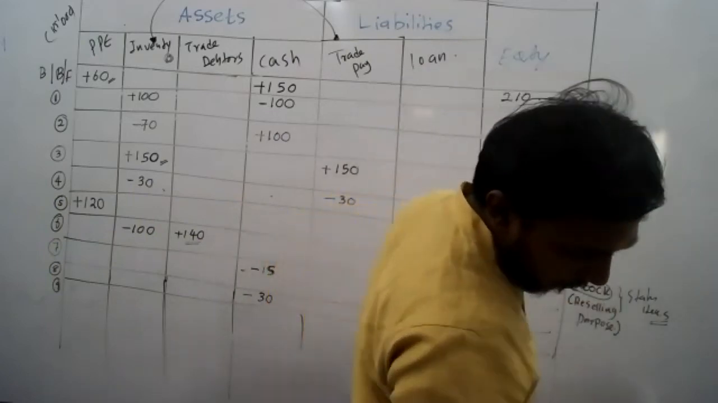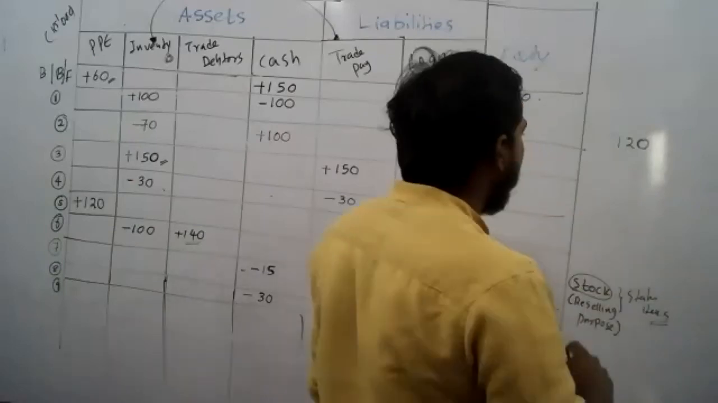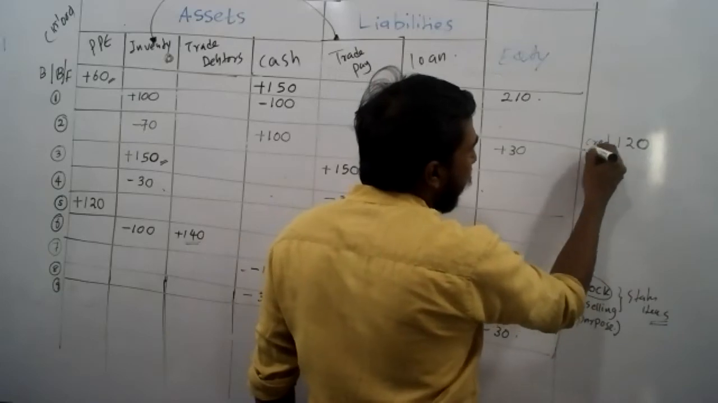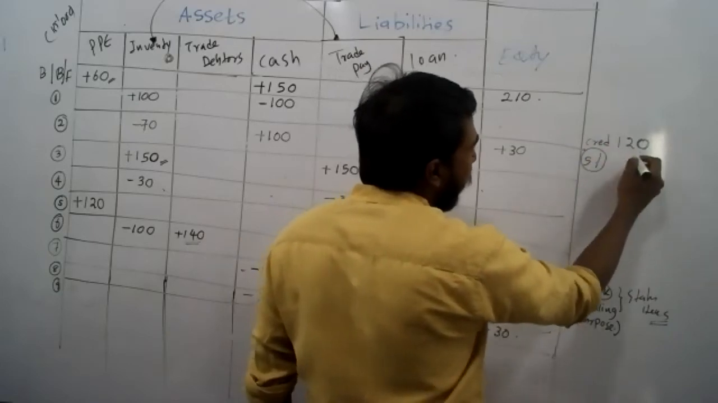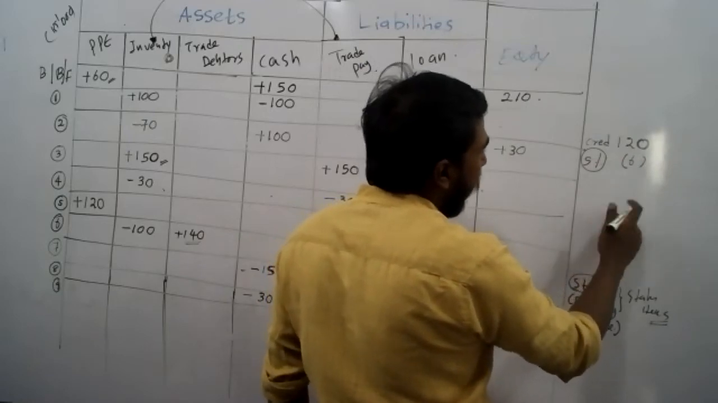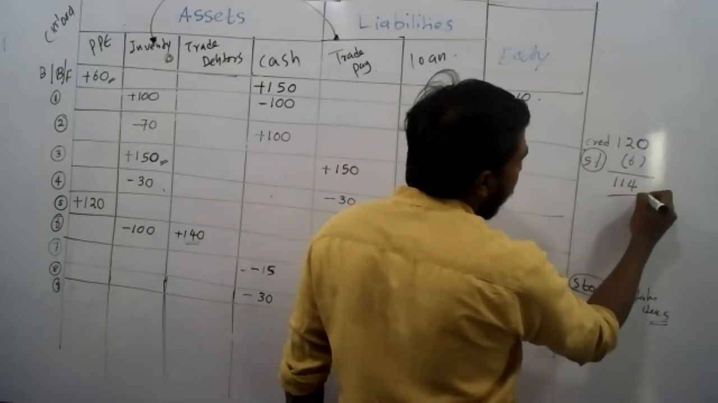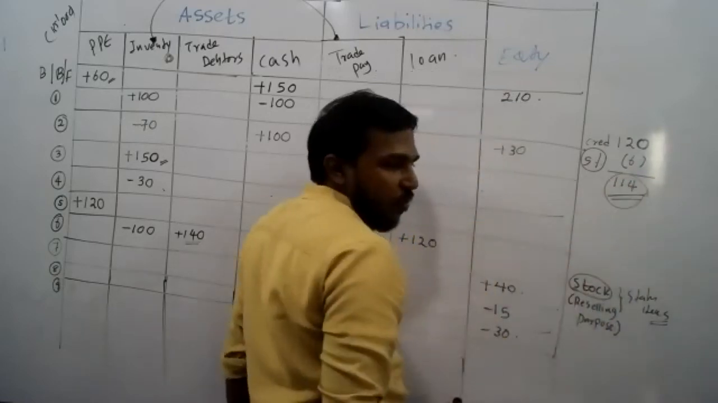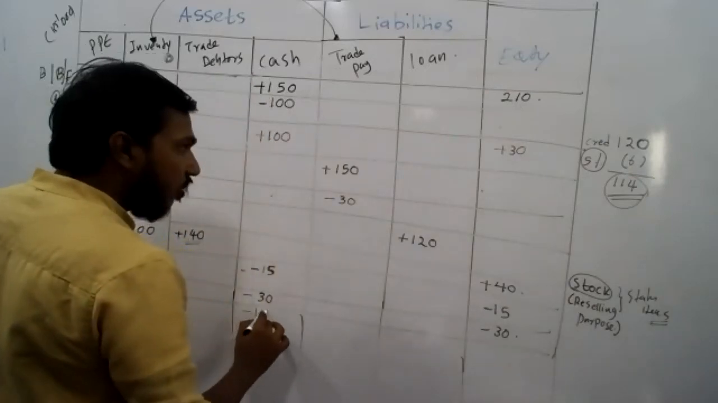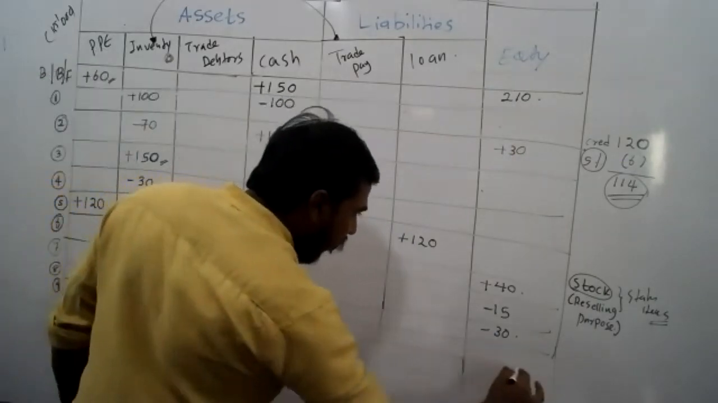Then they say what? For creditors balance, subject to 5% discount on outstanding balance. This is the creditors, 5% discount on outstanding balance. Then 5% means this is 6. Right? Then how much you are supposed to pay? 114 for creditors. For creditors, you are supposed to pay 114. So cash decreased by 114.